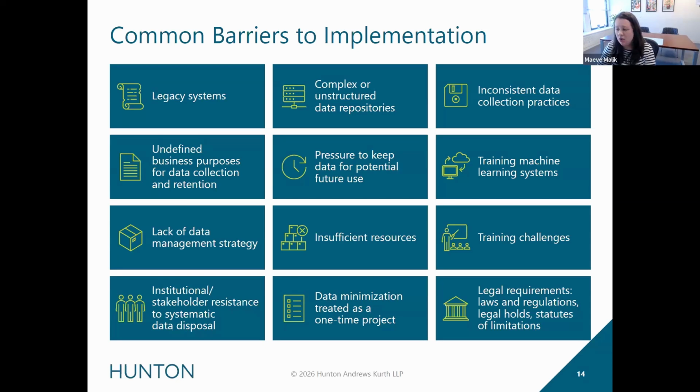But that's definitely a barrier we see to implementing data minimization at scale, is just not knowing where the data resides. Relatedly, we also see a lot of organizations have complex or unstructured data repositories, basically just servers that are full of things like unstructured Excel spreadsheets and PDFs and PowerPoint presentations and things that may have a lot of data in them, but that aren't easily categorized because they don't fit neatly into structured tables with headers that we can clearly see what's in there or how much is in there.